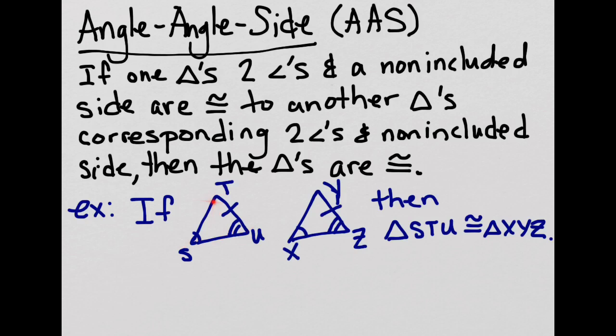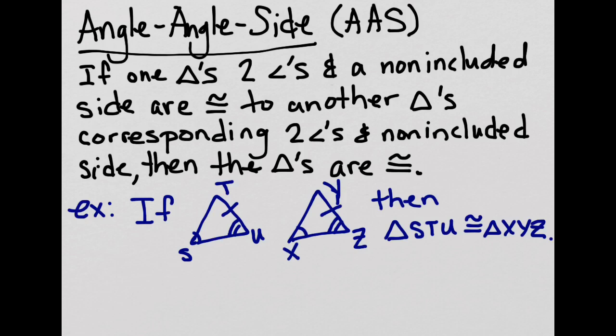Okay, so it is not the one they have in common. So we could have either marked TU and YZ as being congruent, or if we were still using AAS, we could also mark ST and XY as being congruent, and still use angles S, U and X, Z. Okay, because ST and XY are not the side that those 2 congruent pairs of angles share in between each other.